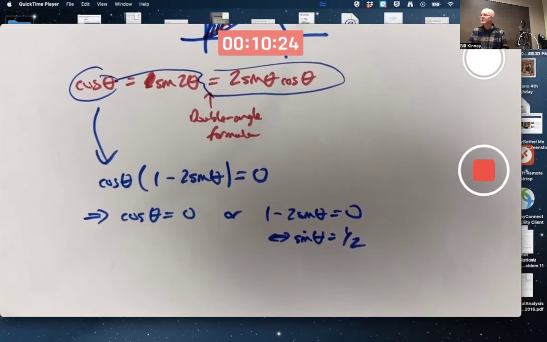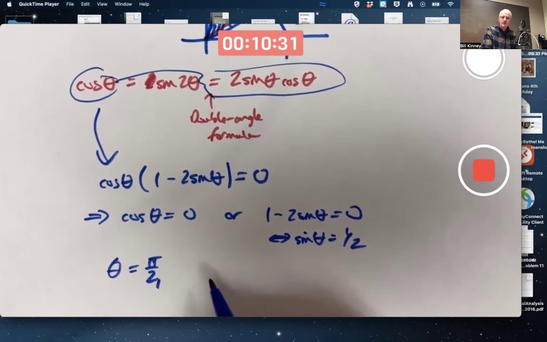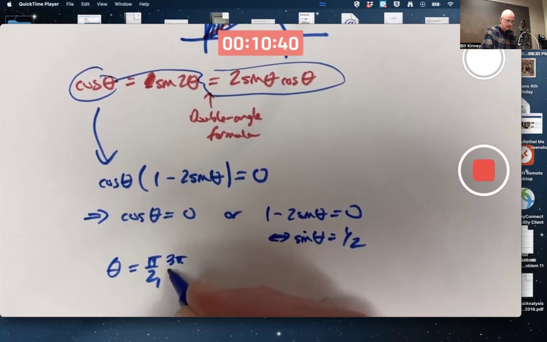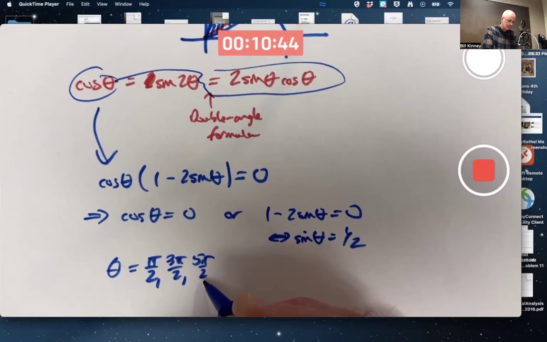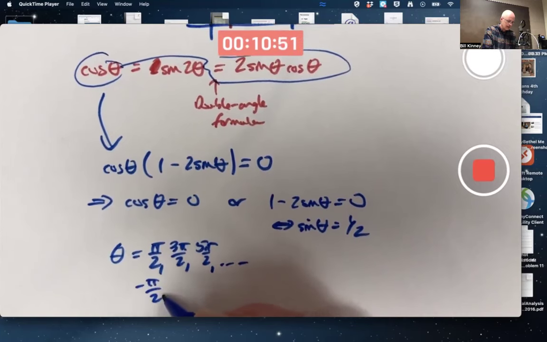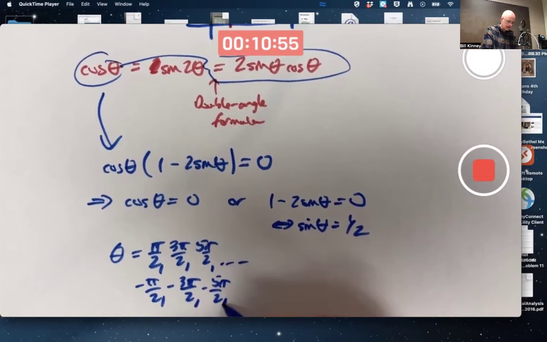There's infinitely many solutions to both of those equations. The solutions of this equation are theta equals pi over 2, and any integer multiples of pi over 2 added to this. 3 pi over 2, 5 pi over 2. Actually, yeah, that's right. Etc. Negative pi over 2, negative 3 pi over 2, negative 5 pi over 2, etc.